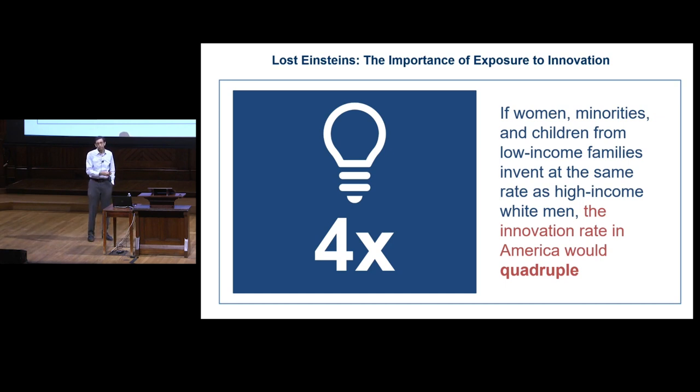In particular, we show a statistic in the paper where if women, minorities, and kids from low-income families were to invent at the same rate as high-income white men, the innovation rate in America, the number of inventors, just mechanically you can calculate this out, would quadruple, right? So there are lots of people who, based on all the evidence I showed you in the previous lectures, seem at some level perfectly capable of becoming inventors, and some of them might have been very talented and have had incredibly impactful innovations, but they are not coming through the innovation pipeline. There's potentially a big cost to the aggregate economy, if we think innovation is really the central driver of economic growth, as a result of these lost Einsteins.